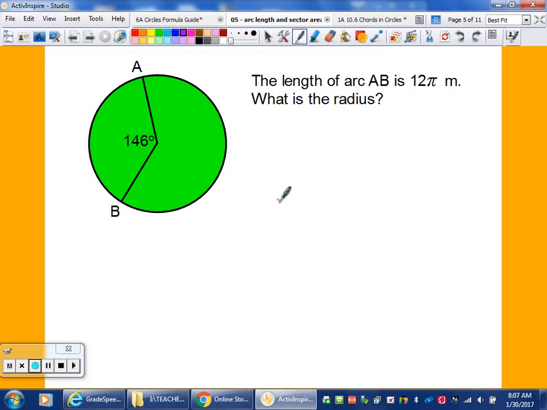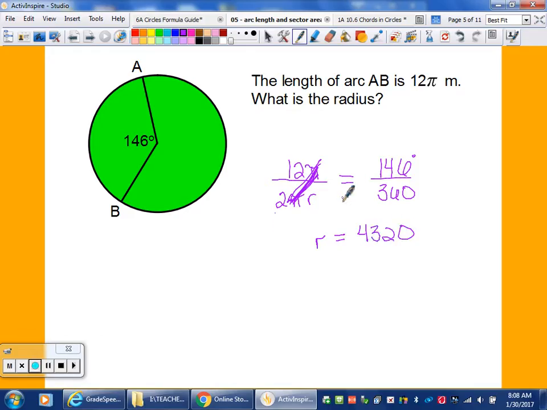The length of arc AB is 12 pi. Now they've given me the length of the arc, and they want the radius. So I need to do 2 pi r, right? The length of the arc is 12 pi. Automatically, my pi's are canceling, right? Okay? And 146 is my degree measure. So again, it's cross multiply and divide. So to cross multiply, I do 12 times 360, and I get 4320.